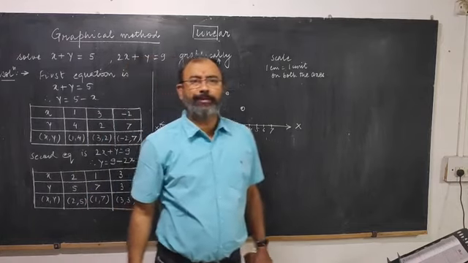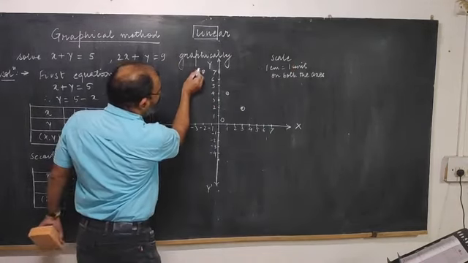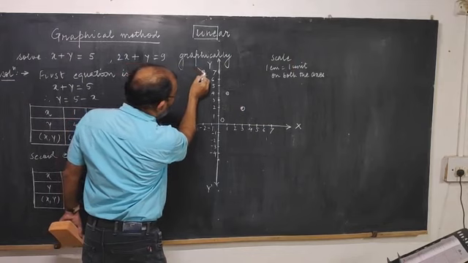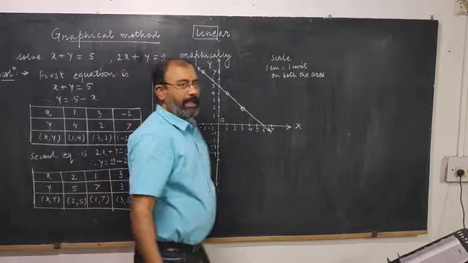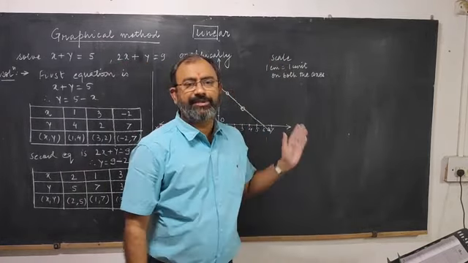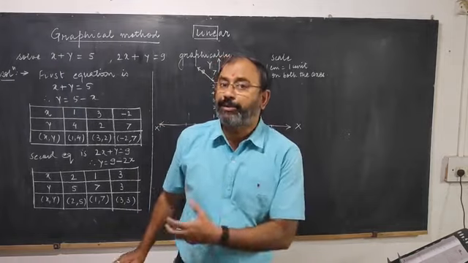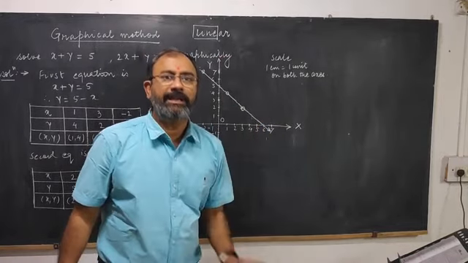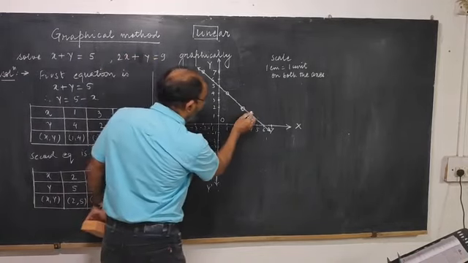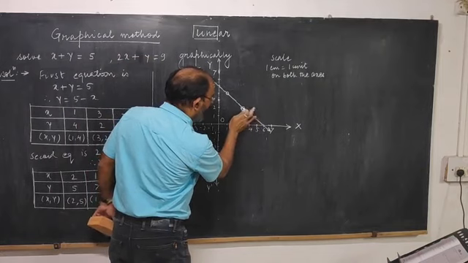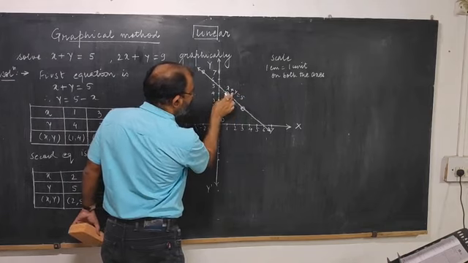And now you have to join these 3 points using a foot ruler, using the scale. So let me join these points. If my calculations are correct, these 3 points will automatically be collinear. If they are not collinear, then you have to check your calculations. After drawing the line, you should write the equation of the line on top of it. So somewhere here I write x plus y equal to 5. This is the equation of this line.